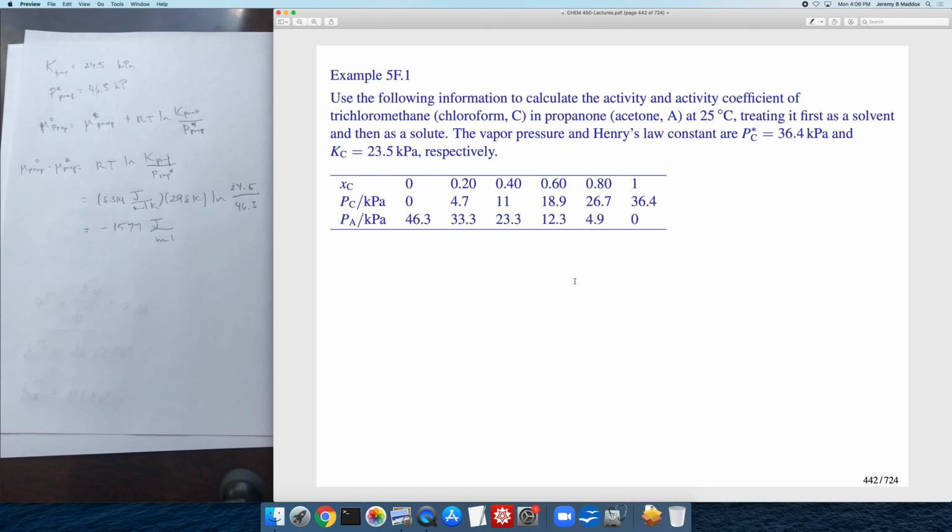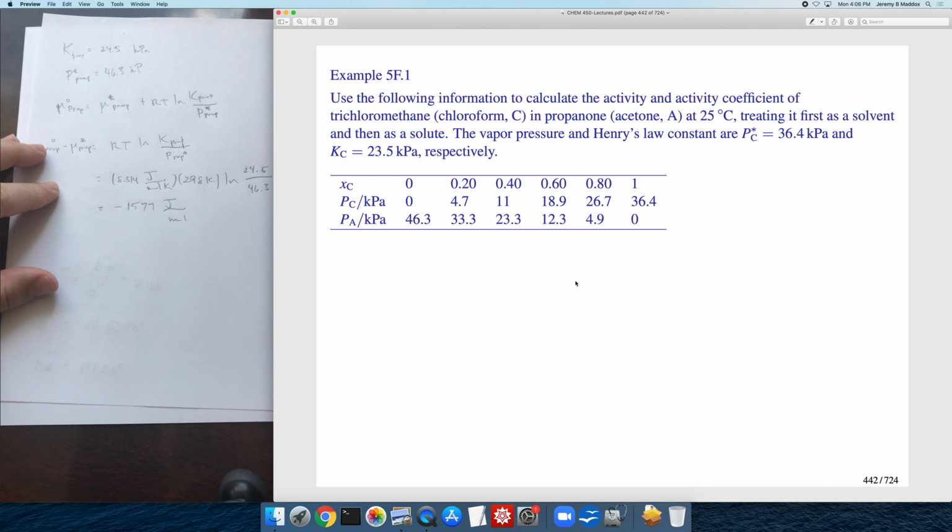Here in this example, really these are just some of the graphics that I wanted to show you. So what they've got here, we're again looking at this chloroform and propanone solution. They're having us focus on the chloroform in this case. So first they want us to treat the chloroform as if it's a solvent, and then treat it as if it were a solute. And then they give us various information that we need.